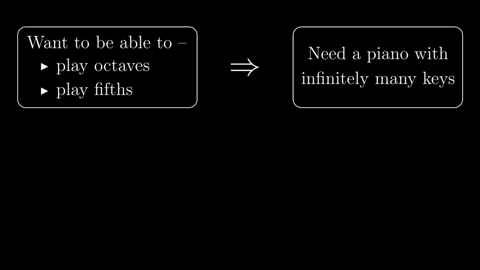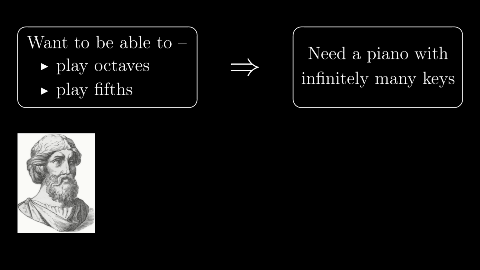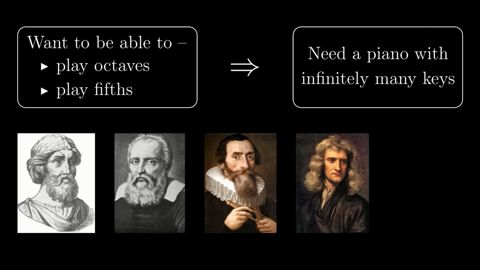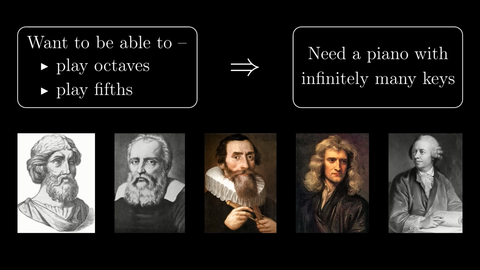So a piano that can play exact fifths and octaves above or below any of its notes requires infinitely many keys for a single octave. And this is not some theoretical concern or a mathematical curiosity, but a serious practical problem in the design of musical instruments, which kept busy some of the greatest minds in history, including Pythagoras, Galileo, Kepler, Newton, and Euler. These people, and many others, came up with dozens of ways to tackle the problem.